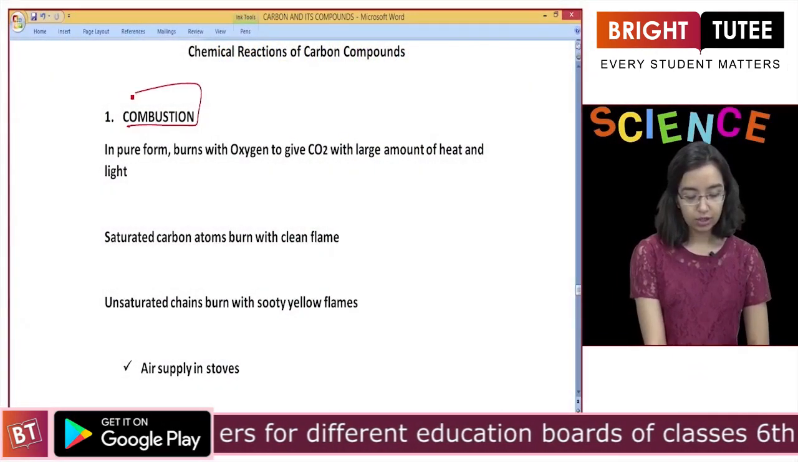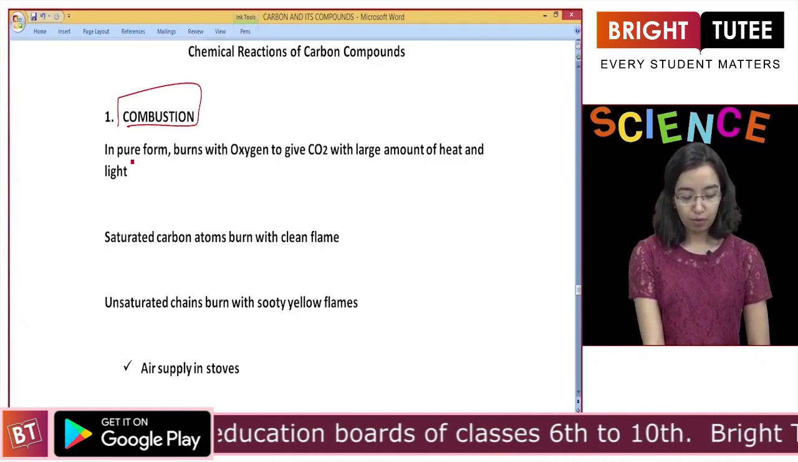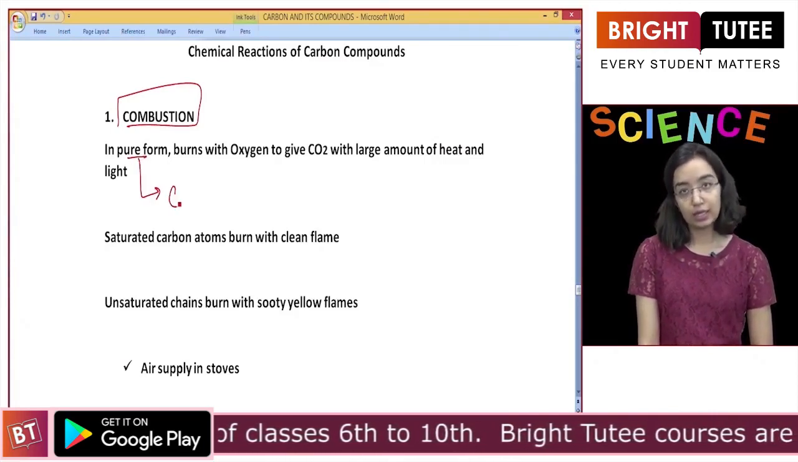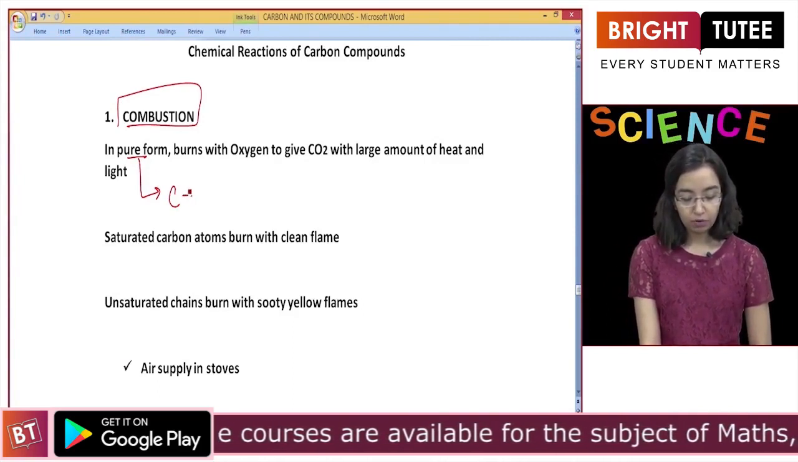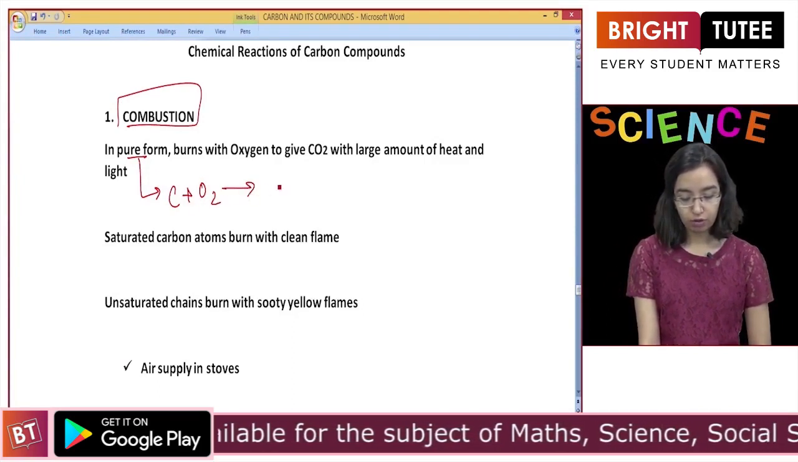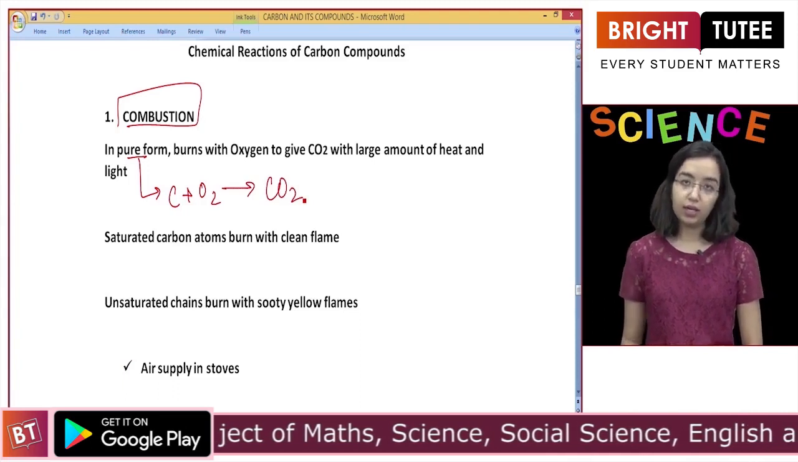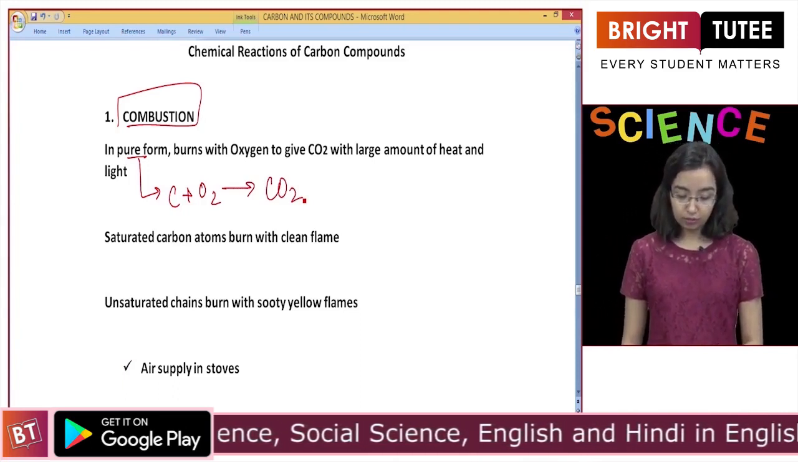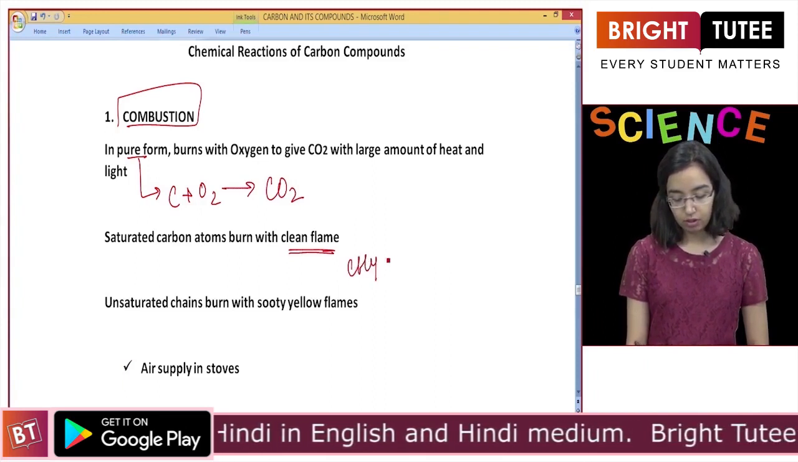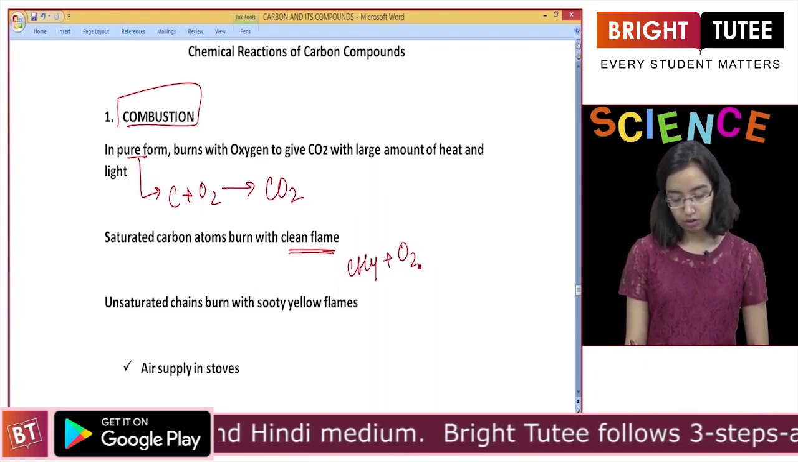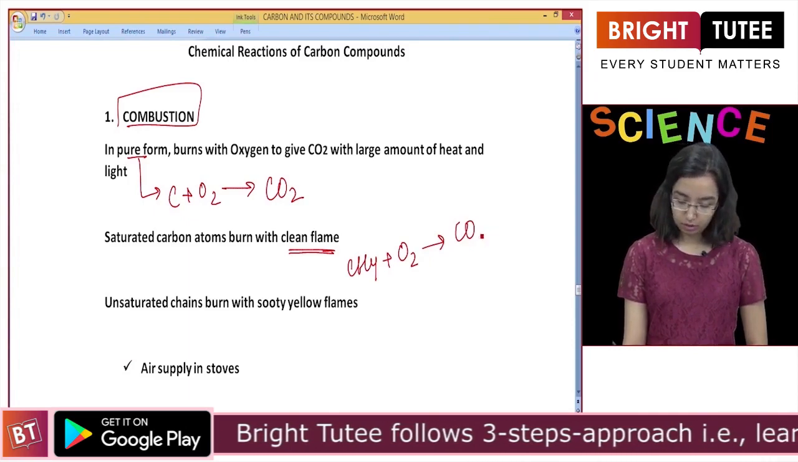The first chemical reaction is combustion. In the pure form, by pure form I mean C, so maybe as a diamond, maybe as graphite, or maybe as fullerene, carbon combines with oxygen to form CO2. Right? In the saturated form, carbon atoms burn with a clean flame. So CH4 plus oxygen burns with a clean flame.